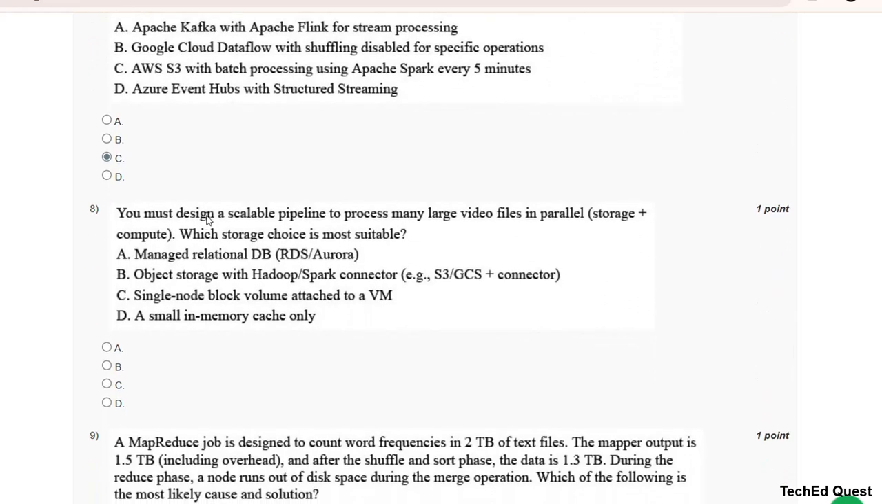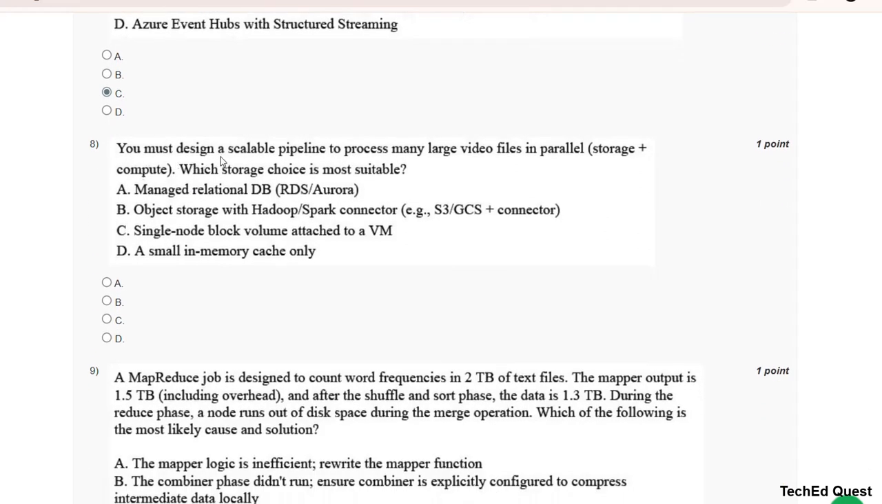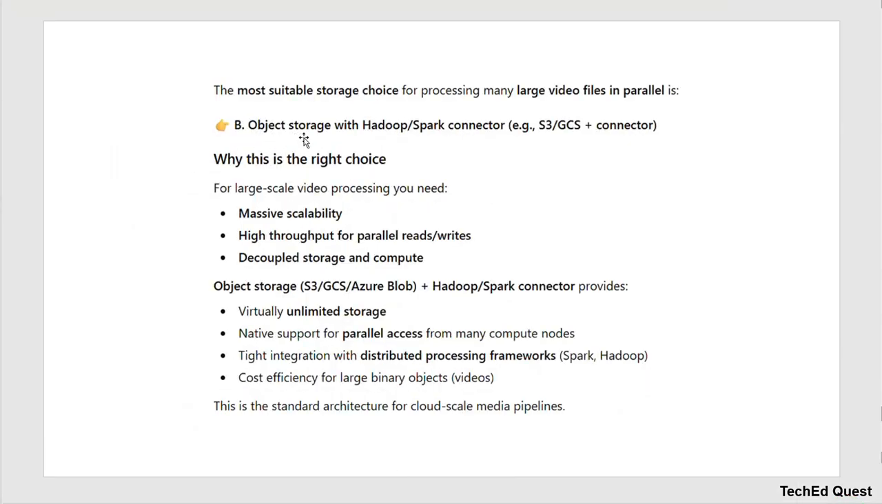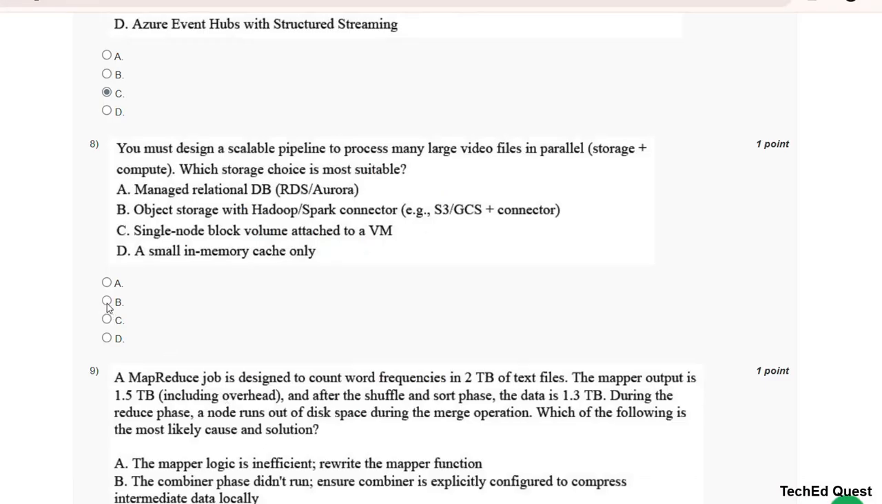Now move to the eighth question. So you must design a scalable pipeline to process many large video files in parallel. Storage plus compute. Which storage choice is most suitable? So correct answer for eighth question is B. Object storage with Hadoop Spark connector. So the correct answer for eighth question is B. Object storage with Hadoop and Spark connector.